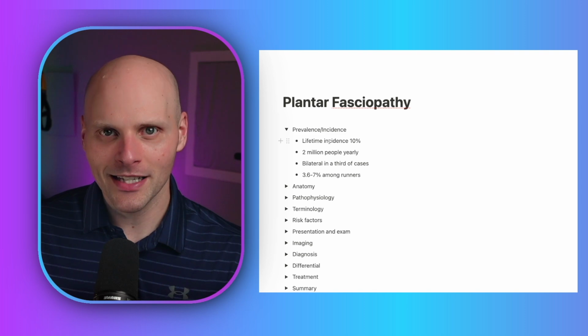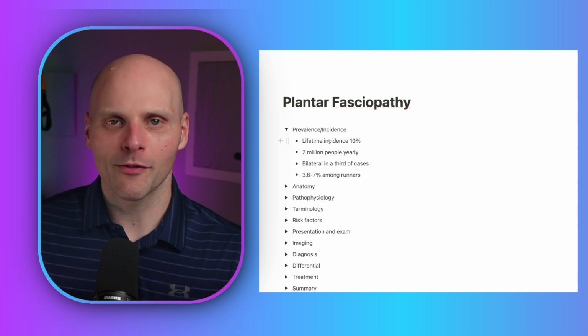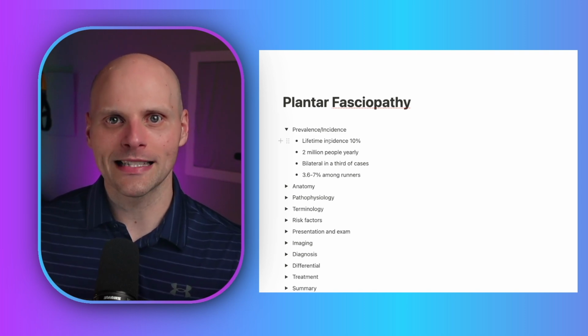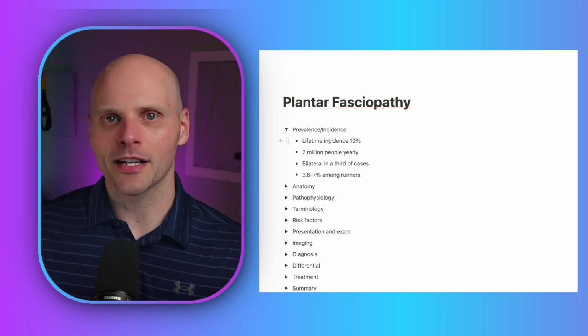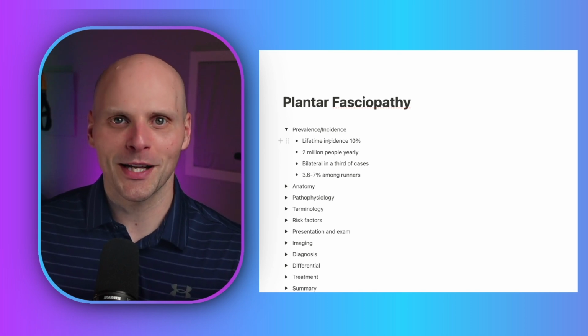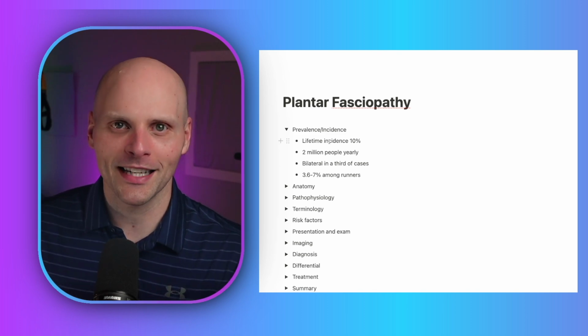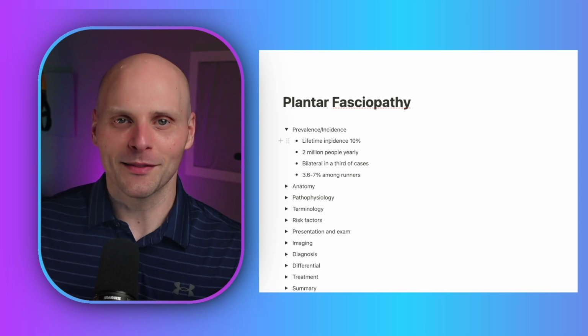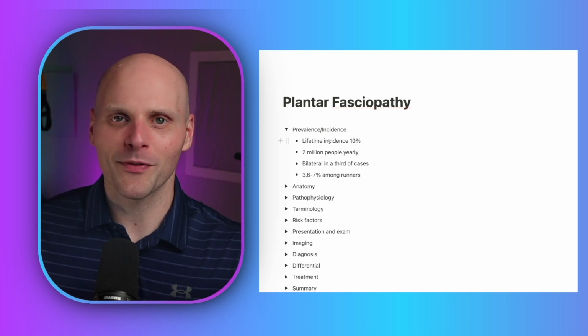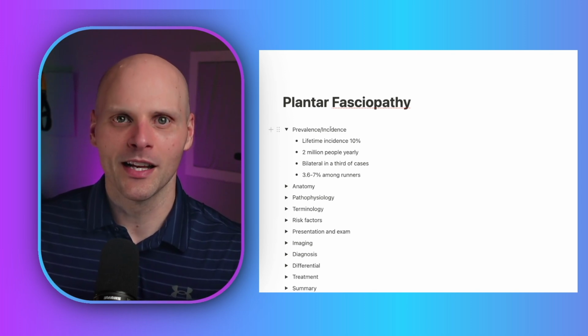And this is a common condition we see in runners. There's a lot of runners who get this. They say anywhere from 3 to 7% of runners, but it's a very common condition we see in runners. And so we care about this because we see it all the time, whether it's in primary care clinic or just talking with your friends. Like, this is a very common condition. Plantar fasciitis, people will say. We'll talk about that in a second, but very common.